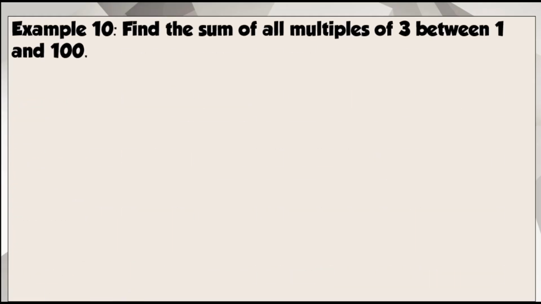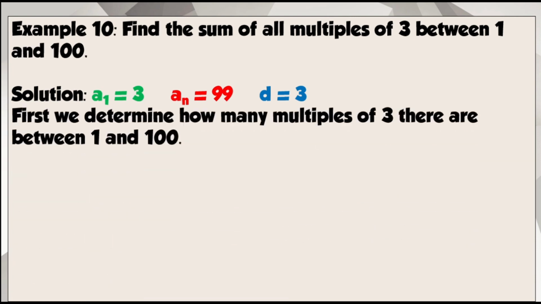For our next example, find the sum of all multiples of 3 between 1 and 100. First, write down all the givens, where a sub 1 is equal to 3, the last term is 99, and the difference is 3. If you analyze the givens, we cannot use either of the two formulas yet because n is missing. So first, you have to find the number of terms. We're going to identify how many multiples of 3 there are between 1 and 100.